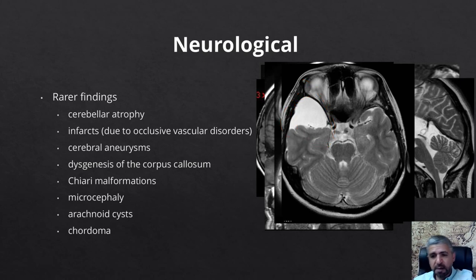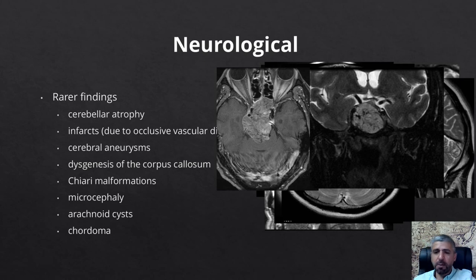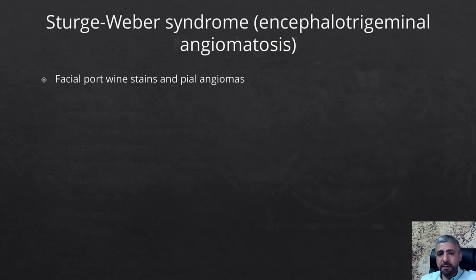Also, one of the rarer findings is a chordoma. Chordoma, we will not talk about it today. In the next episode, we will have some talk about the chordoma. It's a lesion seen usually in the clivus and in the sacrum. And as you can see here, this is a clival type of chordoma. So these are the neurological manifestations that we saw in tuberous sclerosis.